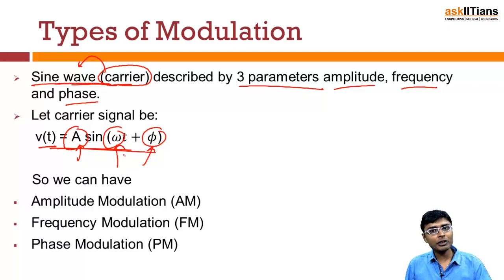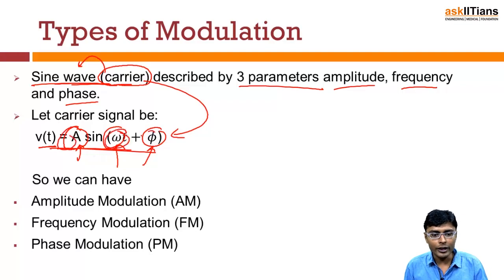This carrier wave is a high frequency wave, and the information which we want to send will be a low frequency signal, right? That information we can send either through amplitude, frequency, or phase. On the basis of this, we have three types of modulation: amplitude modulation, frequency modulation, or phase modulation. So these are the three types of modulation.